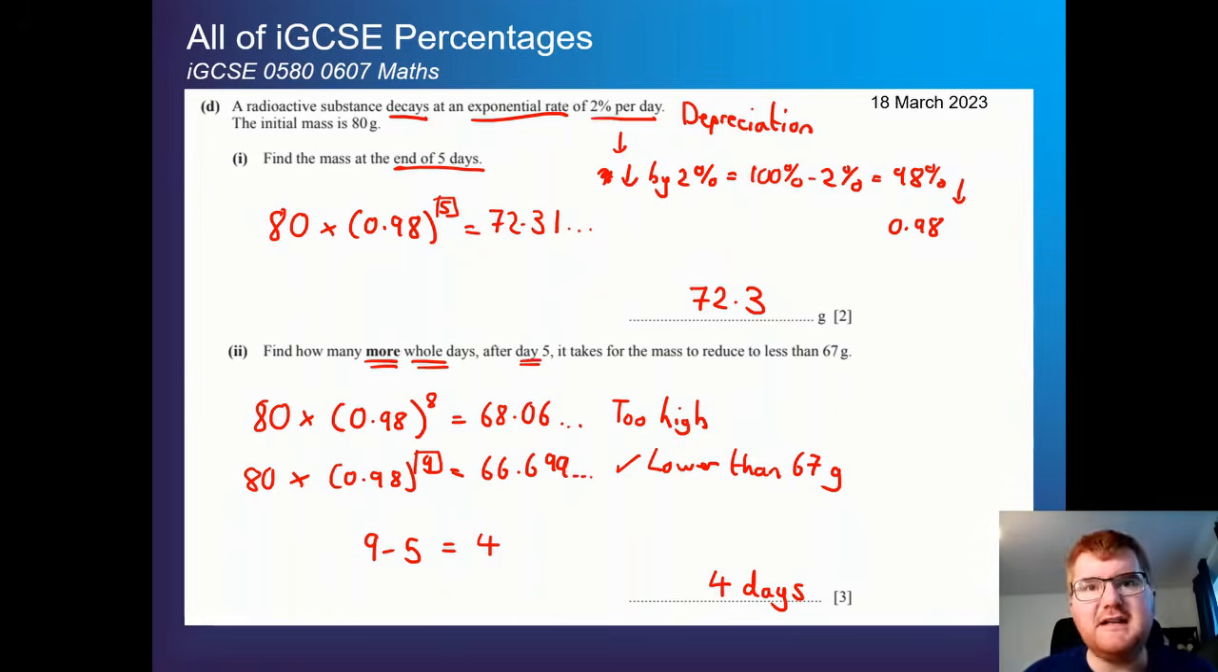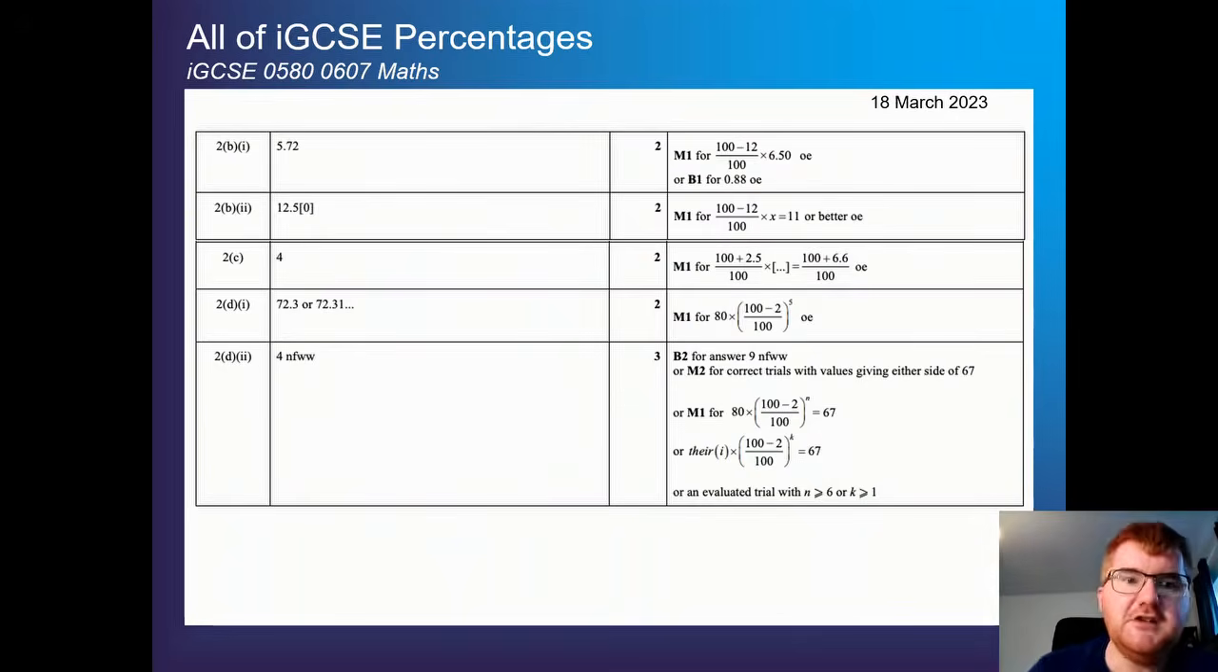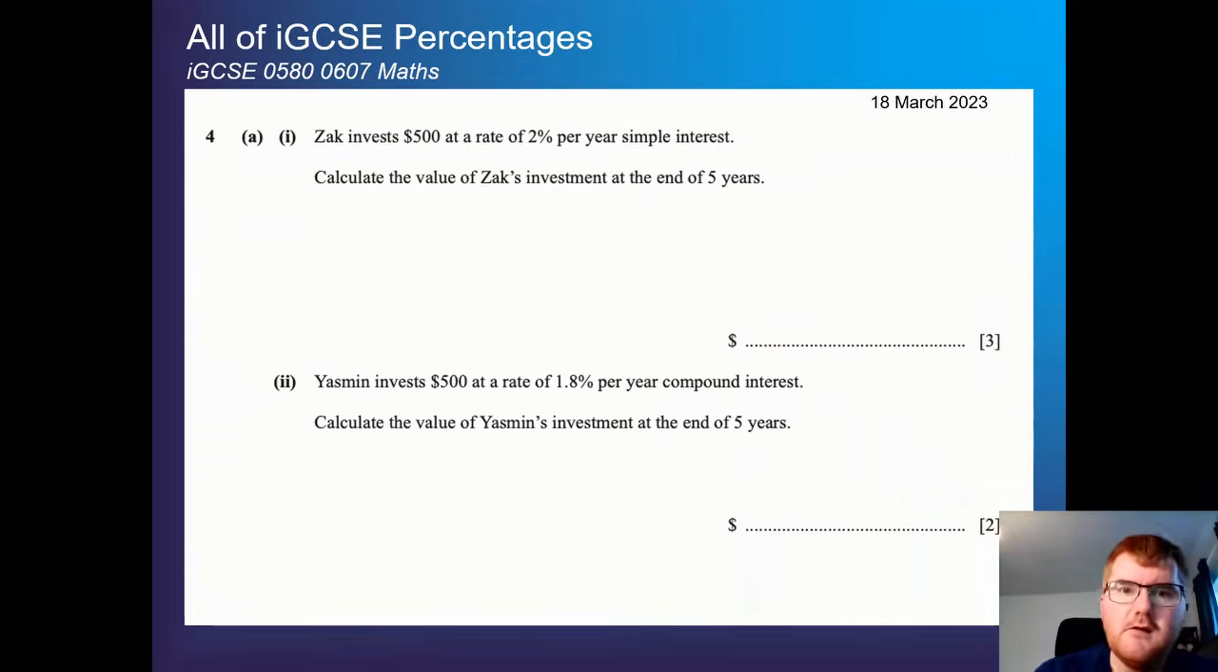This trial and error approach, again, it might take a little bit of time getting your calculator set up, but you will get to the right answer at the end. So you can check all the answers. Again, another big old paper 4 question. So we've got 7, 9, 11 marks for this particular question. All right, on we go to question 4 here.